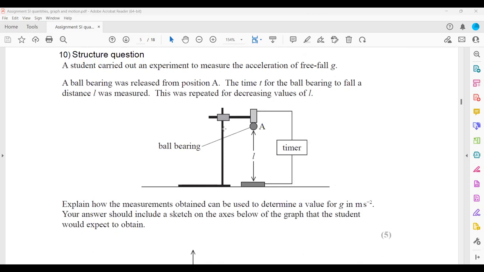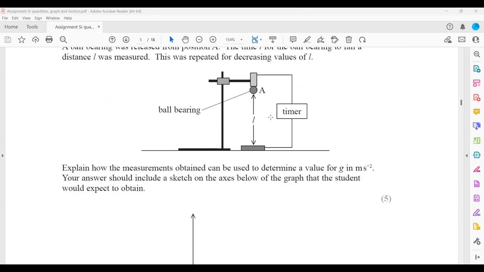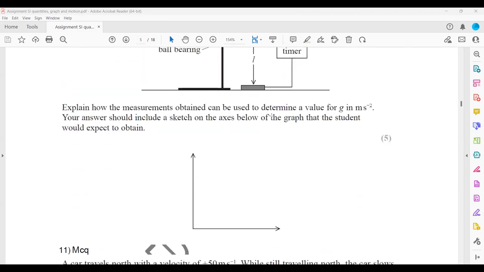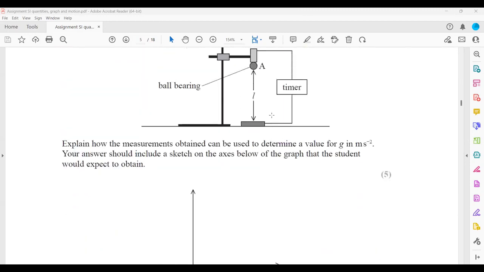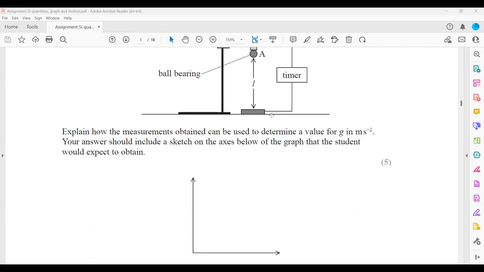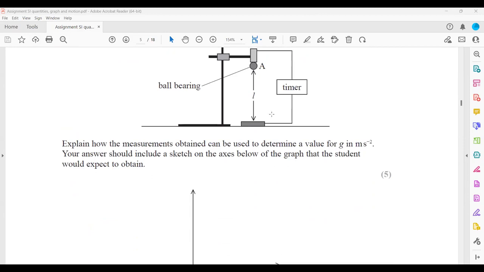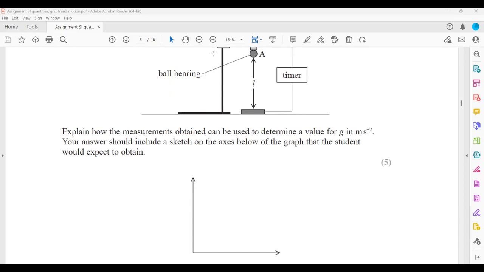In question 10, a student carried out an experiment to measure the acceleration of free fall. A ball bearing was released from a position. The time t for the ball bearing to fall a distance L is measured. This was repeated by decreasing the values for L. Explain how the student could use the measurements obtained to determine the value of g. Your answer should include a sketch on the axes below of the graph that the student would expect.